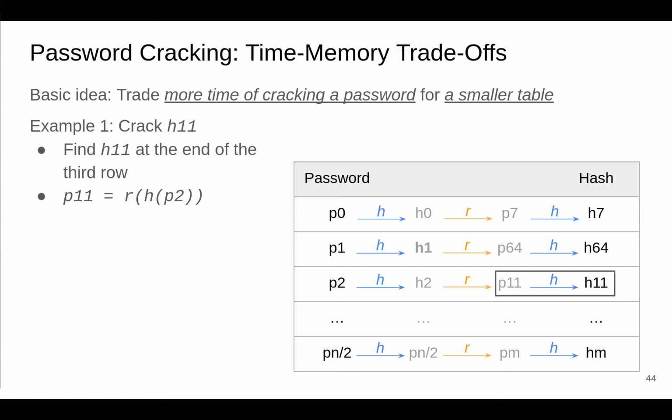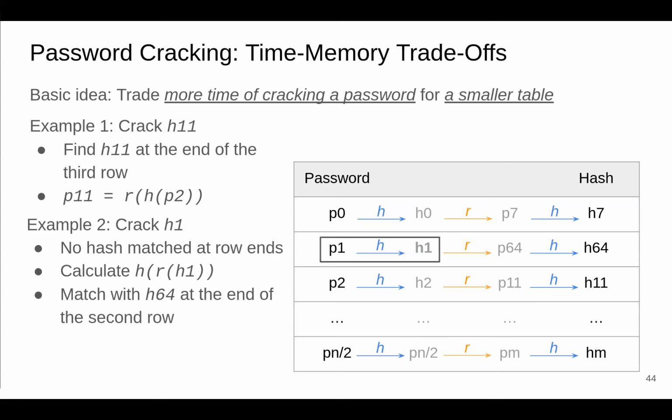Okay, now the big question is, how do we find any of the hashes in here that we don't know? Let's go through a second example. We want to find the password for h1. We don't find it in the table because we don't store it, right? So what do we do? If we don't store it, we run the reduction function and then hash it and then find it here. Now we know it's P1.